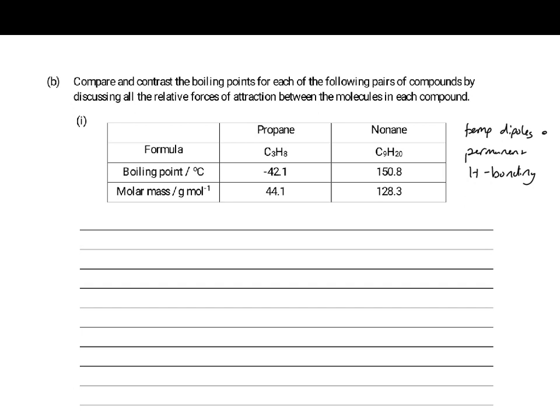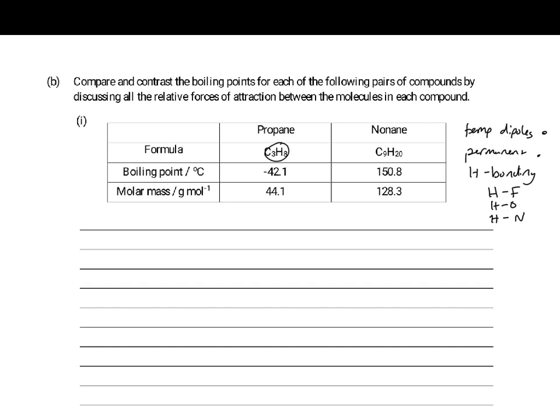Basically, temporary dipoles exist in any molecule. Every single molecule will have temporary dipoles. Permanent dipoles will exist when you have atoms bonded to more electronegative atoms. So if it's a polar molecule, it's going to have permanent dipoles. Hydrogen bonding occurs whenever you have a hydrogen which is attached to a fluorine, an oxygen, or a nitrogen.